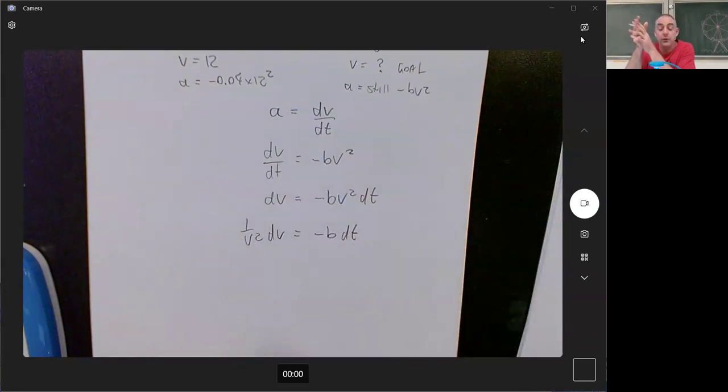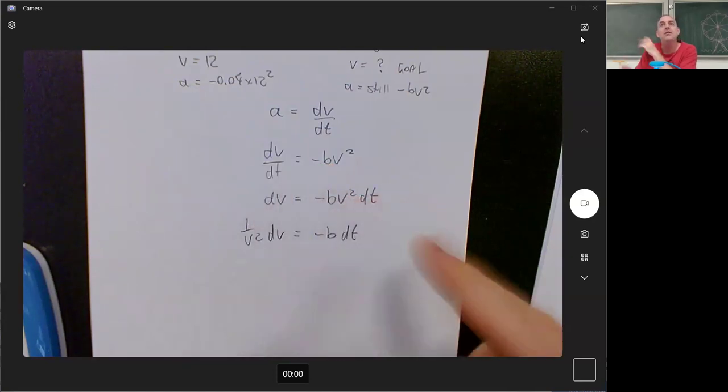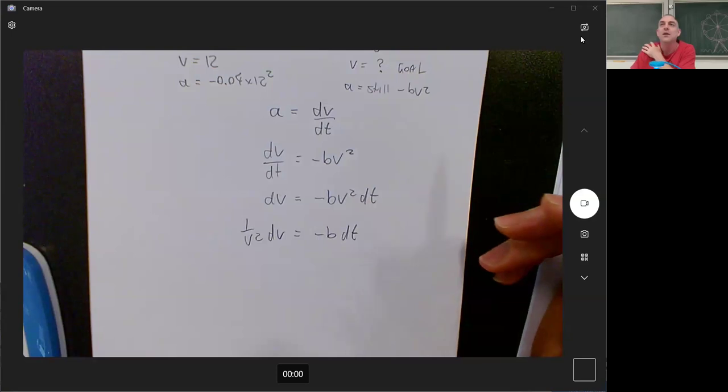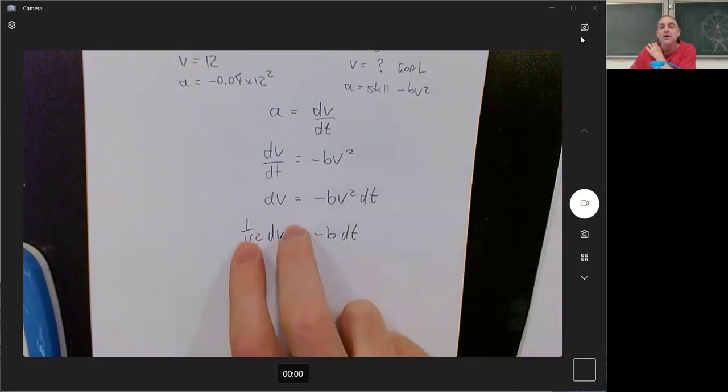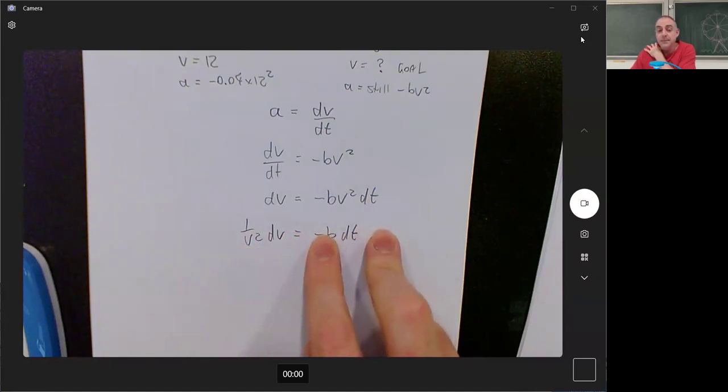And it's really important when you do differential equations like this that all of your moves for separating your variables are multiplication and division, because addition will carry the d's with them and they'll get stuck, and you won't be able to separate them. Okay, so now we have something involving v and dv over here and something involving dt here.